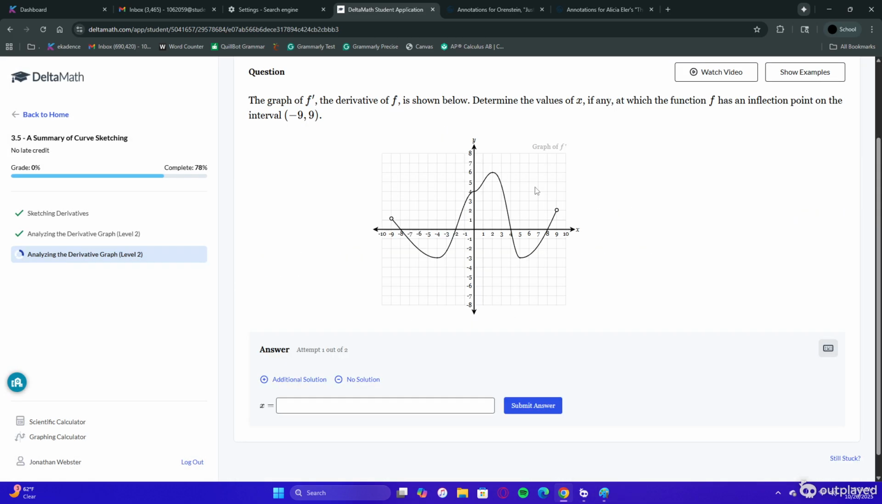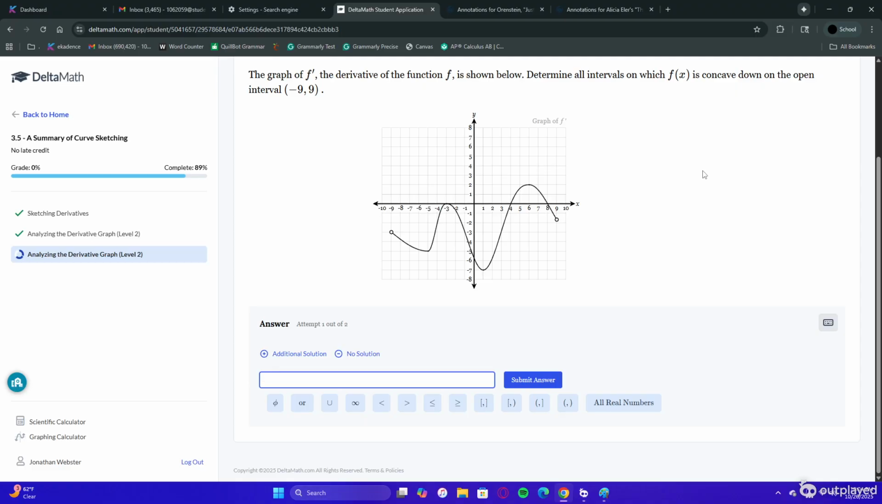Now again, we have to determine inflection points of f, so that's just when f prime goes from increasing to decreasing or decreasing to increasing. So here at -4, not at 0, here at 2, and then here at 5.